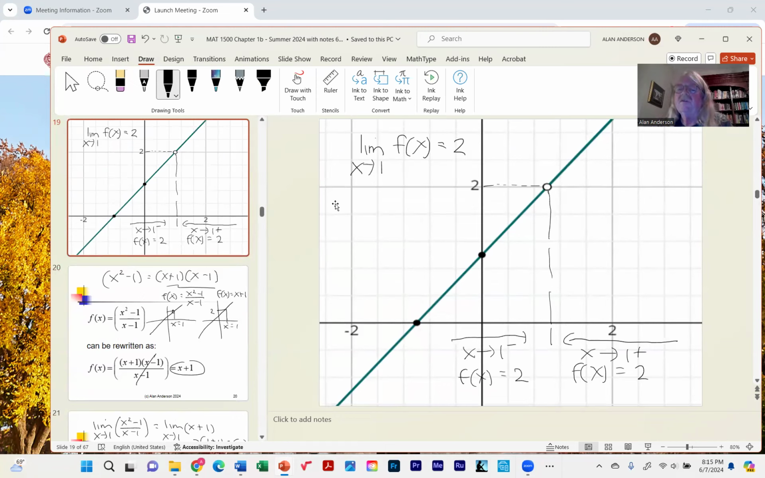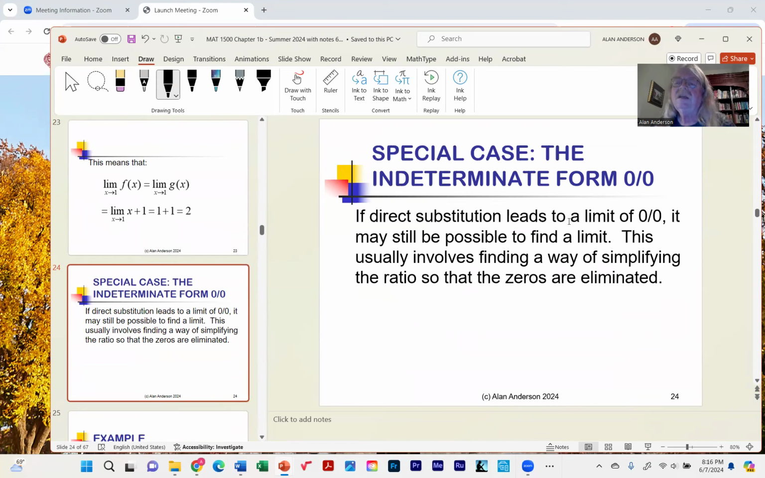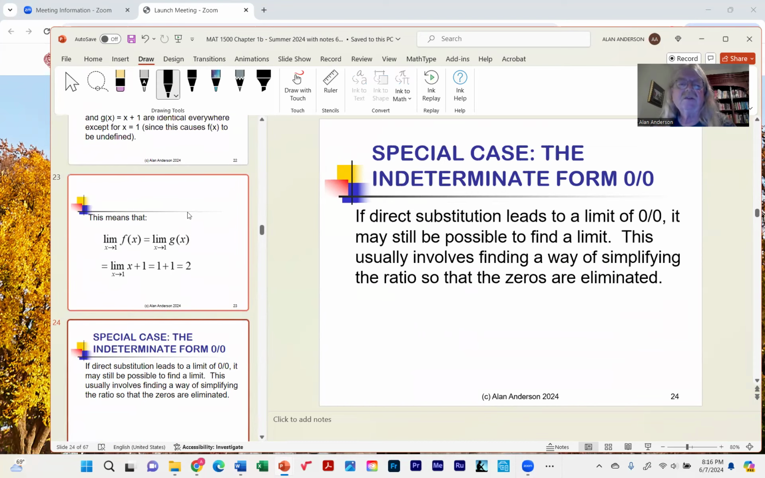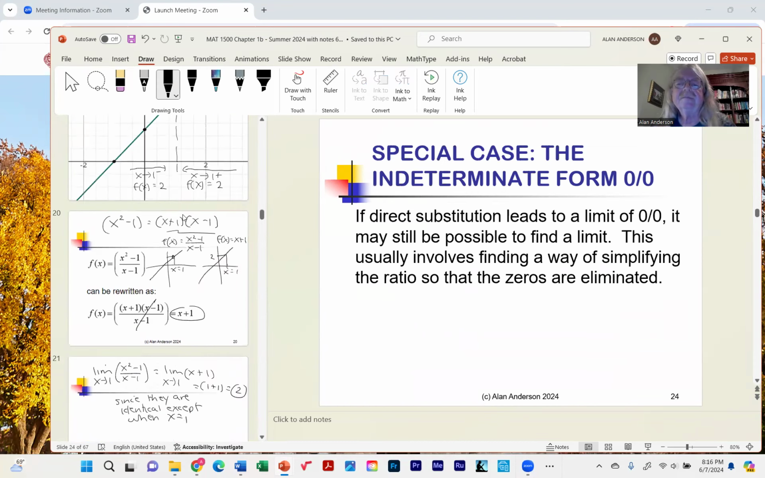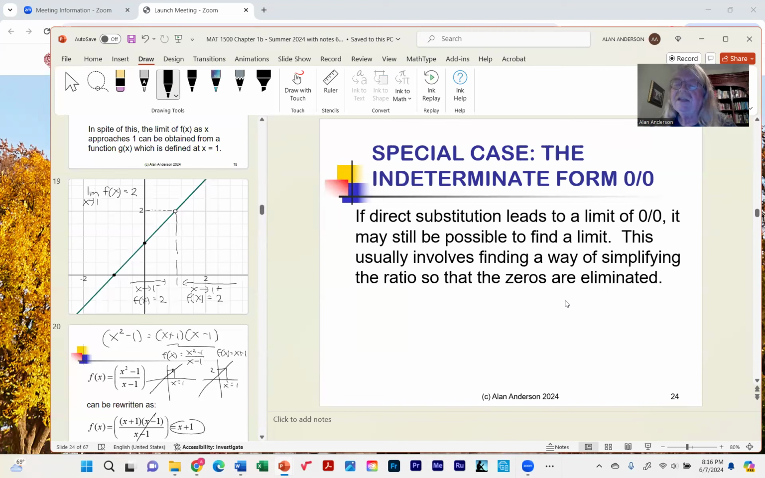The indeterminate form 0 over 0. It's as if it weren't bad enough with this last one that we had division by 0. Here, it's even worse because we have 0 over 0. And so you might again say, well, when this happens, we might have to give up. There's no way we can get a limit. Well, that's actually not necessarily true.